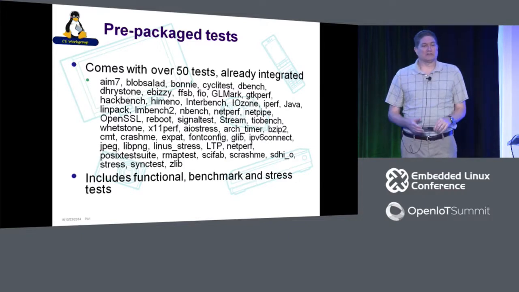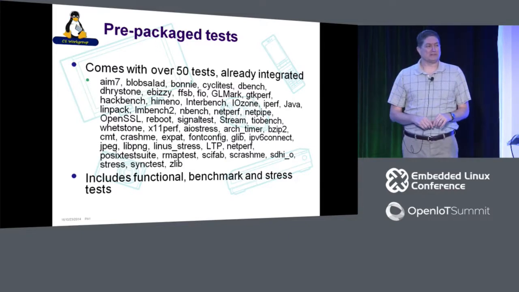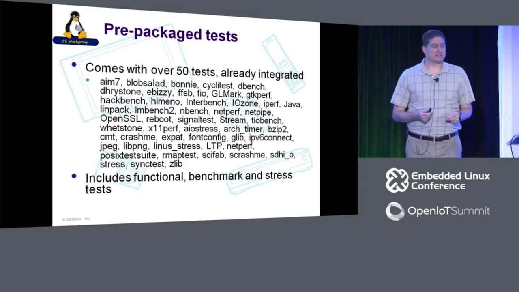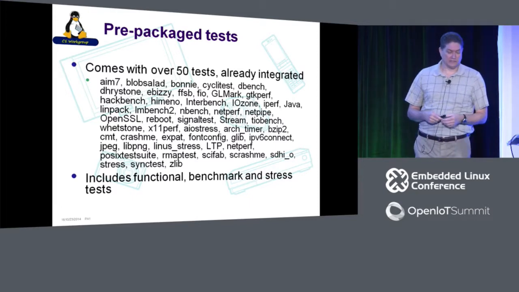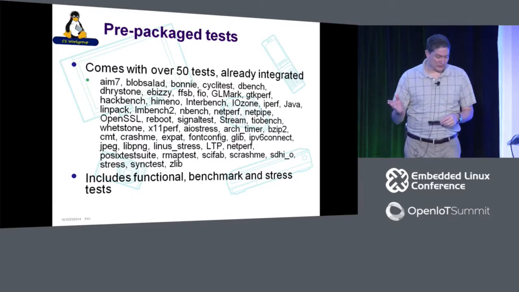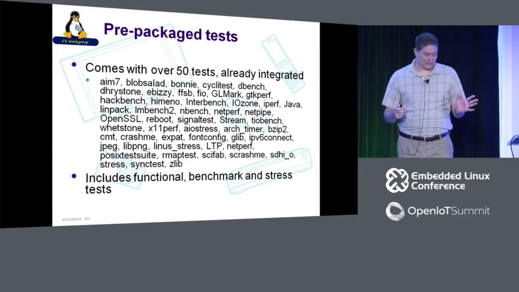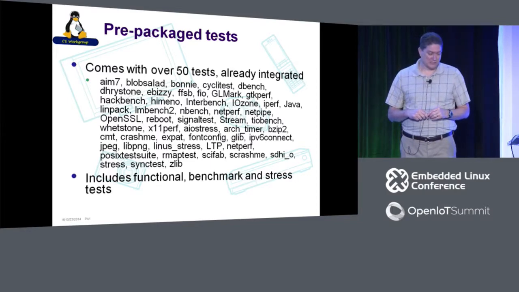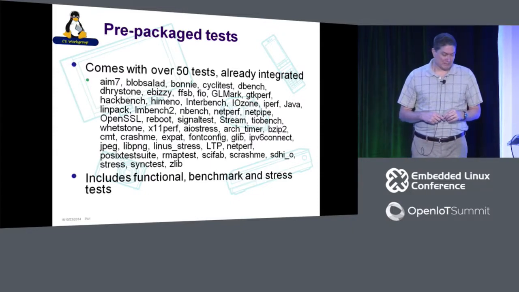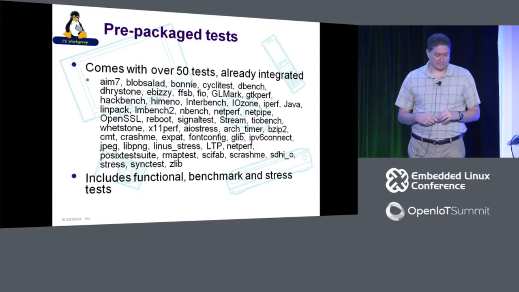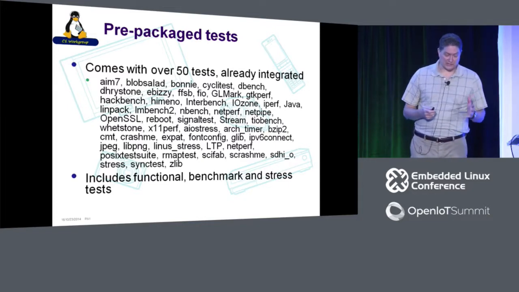So the third element of Fuego is that it comes with a bunch of prepackaged tests. There are over 50 tests already included in the base system. You can read a bunch of these: IOZone, Bonnie, a bunch of file system tests, the venerable LTP. Cyclic test is in there for real-time testing. So there are a lot of different tests you can run, including stress tests.